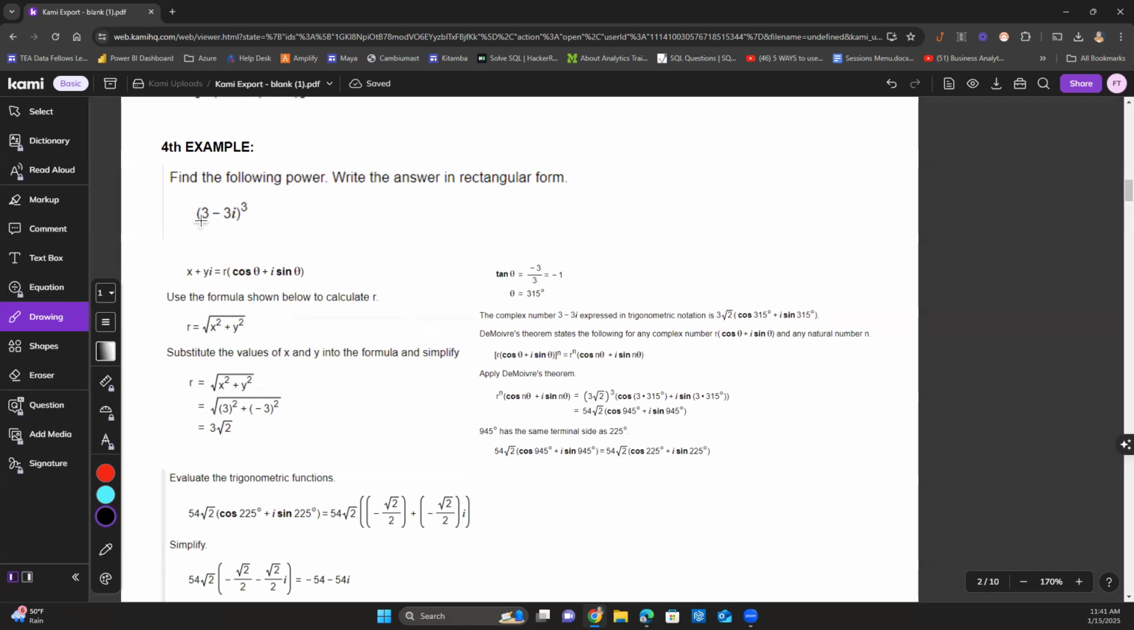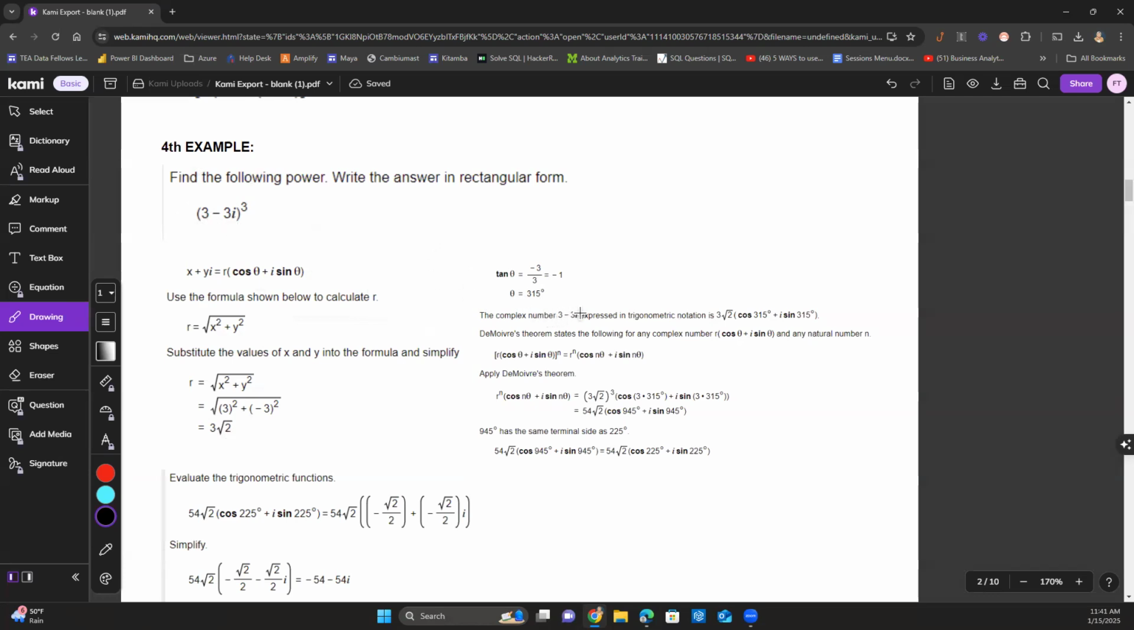Then we have to find the associated angle with this complex number. So tangent of theta is negative 3 over 3, which is just negative 1. And then the angle whose tangent value is equal to negative 1, and its x value is positive and y value is negative, is only possible in quadrant 4, so the expected answer is 315 degrees.